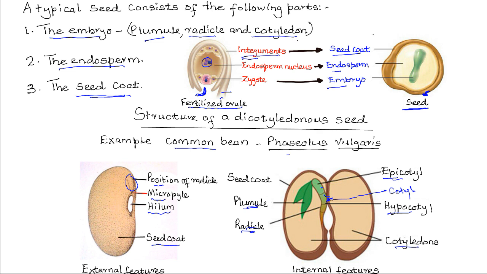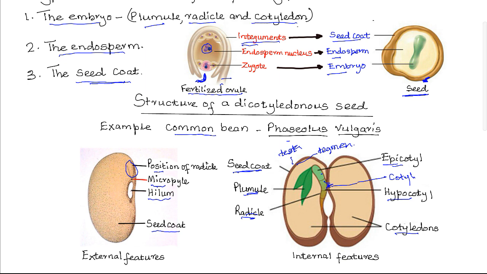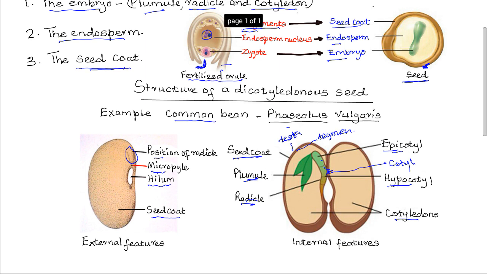Then there are two cotyledons as mentioned and a seed coat. The seed coat consists of the outer testa, and then there is an inner membranous tegmen. So that is the structure of a dicotyledonous seed, such as a common bean.